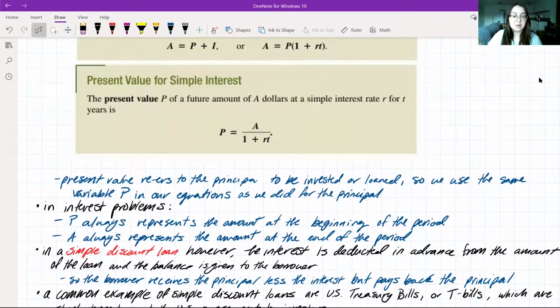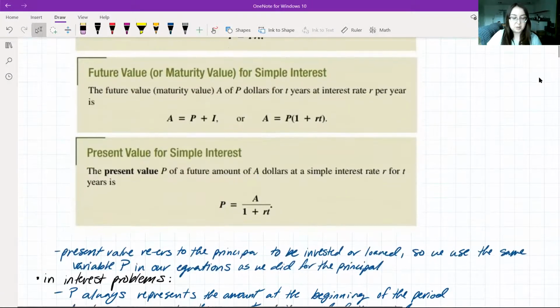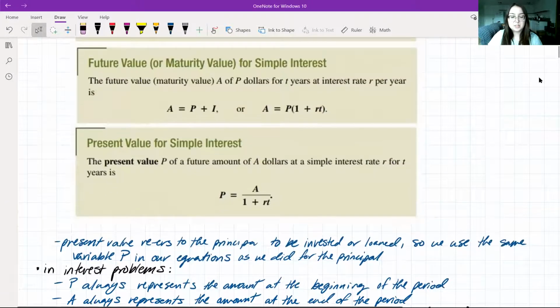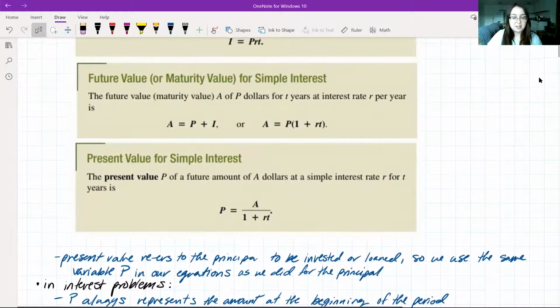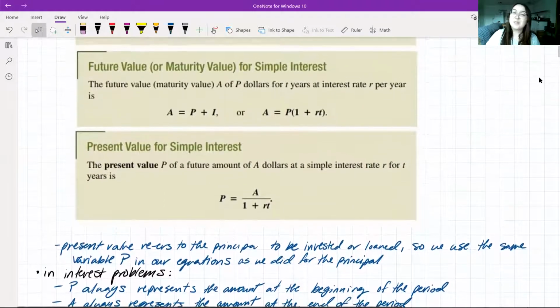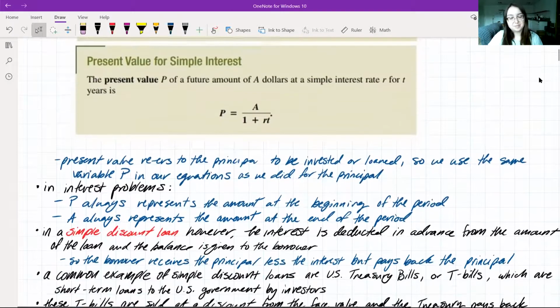Then we can also have our present value for simple interest, so we said the present value P of a future amount of A dollars at a simple interest rate for T years is P is equal to A divided by (1 plus RT). And you see that between our future and our present values that we actually just find them by manipulating the others. So they're not that difficult to find. If you have one, you can find the other.